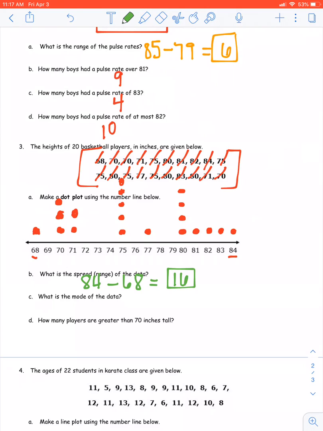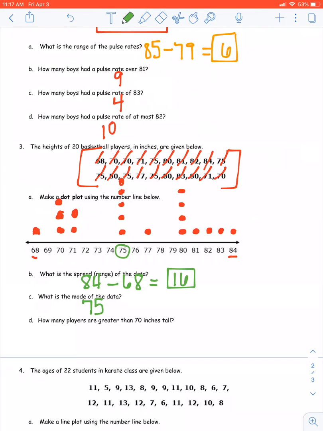What is the mode? That's most often. You can look right at this dot plot to see which number has the most dots. It should be number 75 that has the most dots. It has 5 dots at that number.